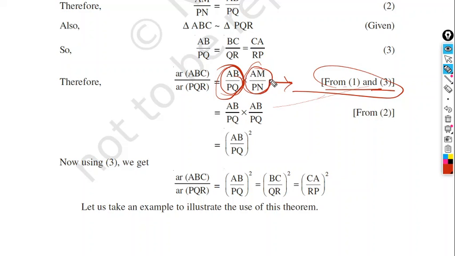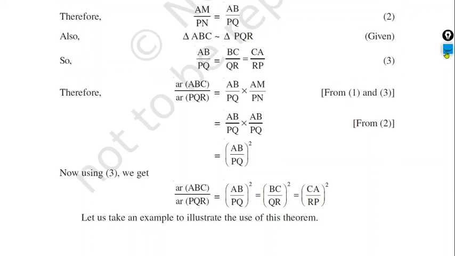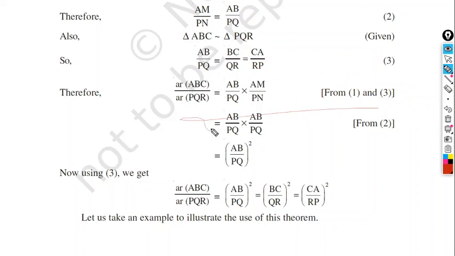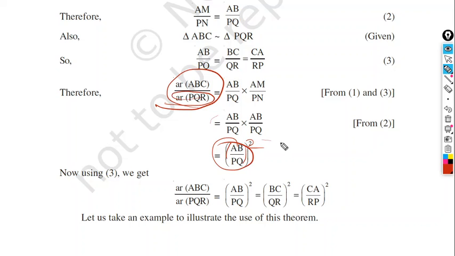For AM by PN, what was the value of AM by PN? Now look at statement 2. In statement 2 we had written AM by PN equal to AB by PQ, isn't it? Therefore AB by PQ into, instead of AM by PN, we can write AB by PQ again. Now AB by PQ into AB by PQ is equal to AB by PQ the whole square. Now what have we got? Area of triangle ABC divided by area of triangle PQR will be equal to AB by PQ whole square.